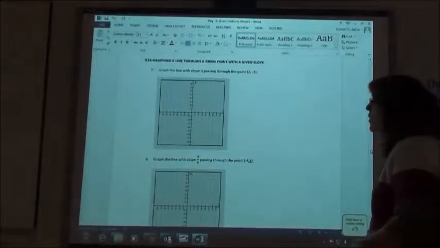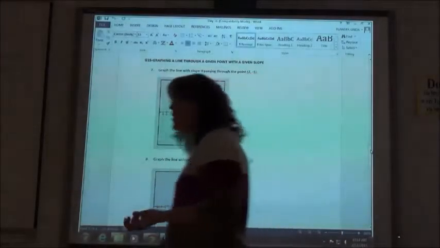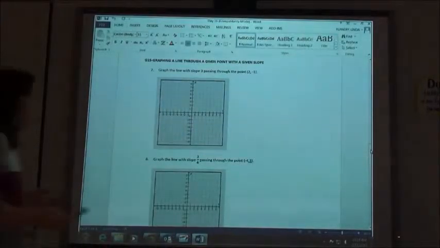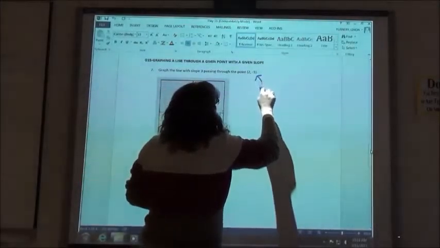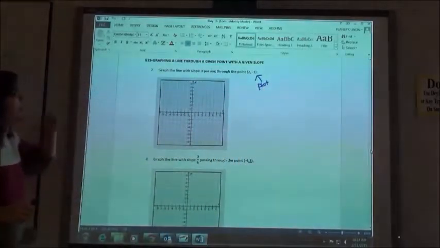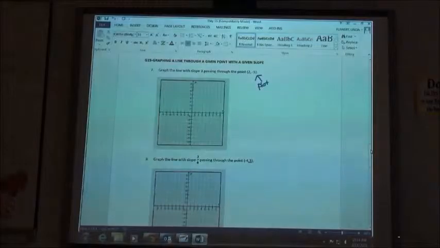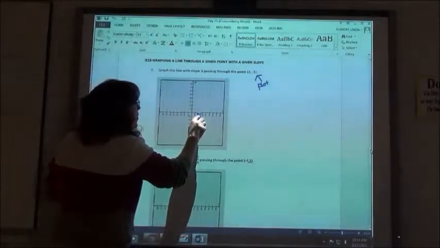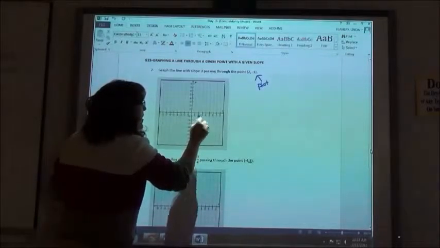So they get to where we're going to graph a line if I know what the slope is. So they're going to give me a point that I'm going to start with. I'm going to plot this point first because that's going to be my starting point. So we want to find the graph of the line that has a slope of 3, passes through the point 2, -1. So I'm going to start and I'm going to plot the point 2, -1. I'm going to put that dot on my graph.